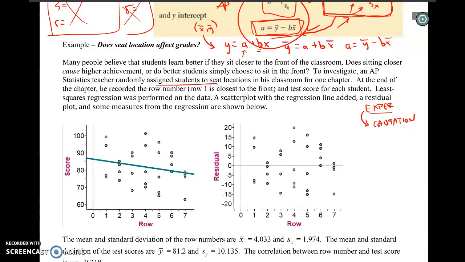At the end of the chapter, he recorded the row number and the test score for each student. Least squares regression line was performed on the data. The scatter plot and regression line were added. A scatter plot with the regression line added and a residual plot.